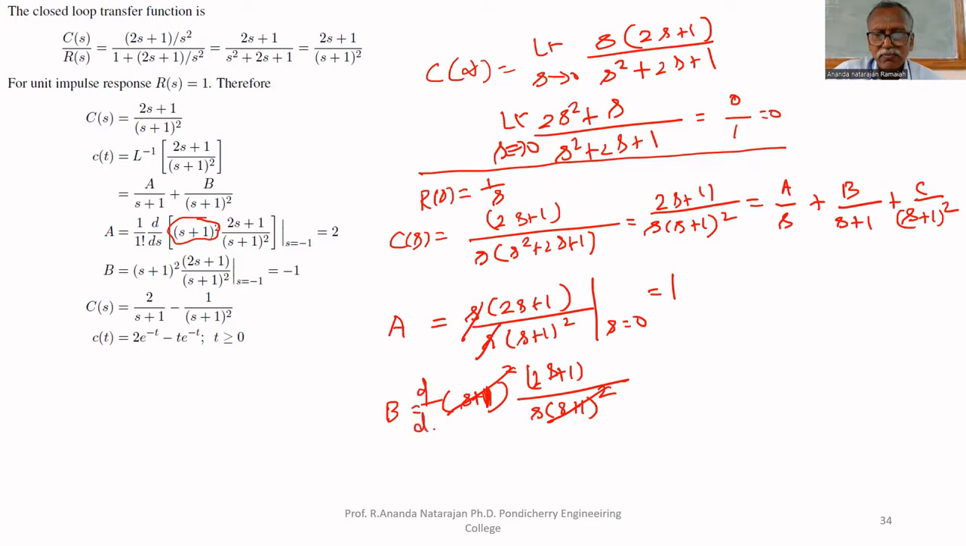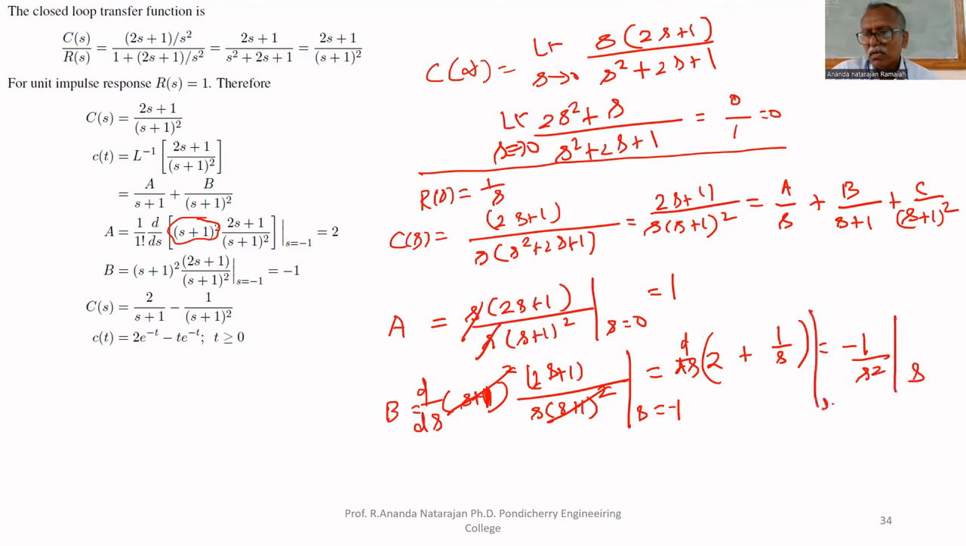d by ds of, that is equal to, provided s equal to minus 1. Therefore, that is equal to 2 plus 1 by s. d by ds of that, if you differentiate this, what you will get? Minus 1 s power minus 1, s square, s equal to minus 1. That is equal to minus 1. So B equal to minus 1.